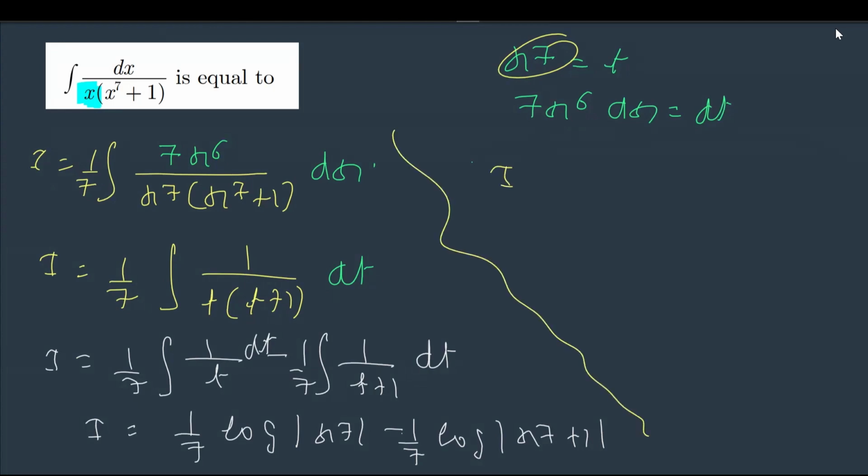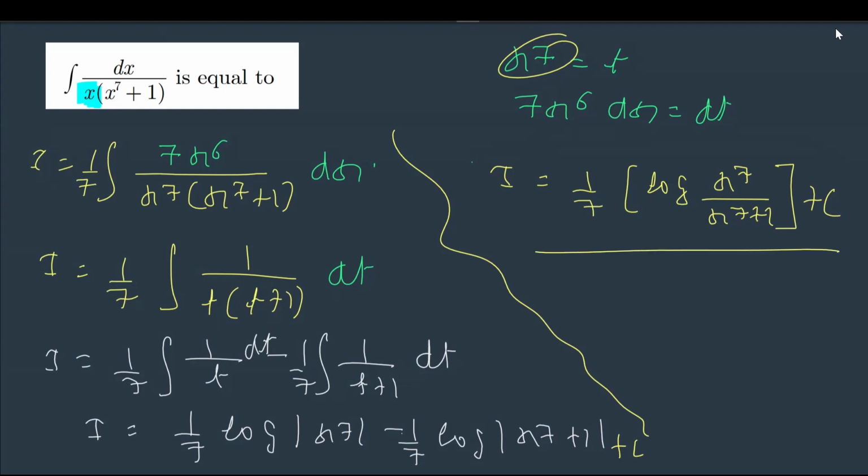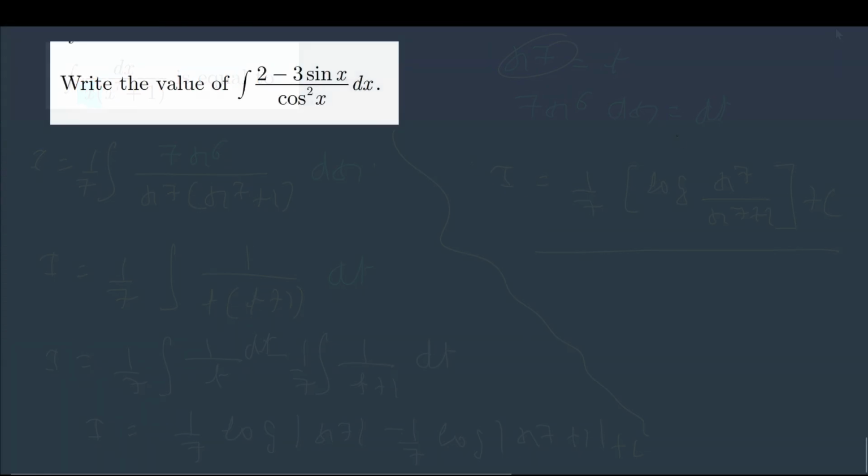So I is equal to, if I take 1 by 7 as common, it is in the form of log A minus log B, which is log A over B. That is log of x raised to the power 7 over x raised to the power 7 plus 1, and plus C should be here also. So this should be our final answer.